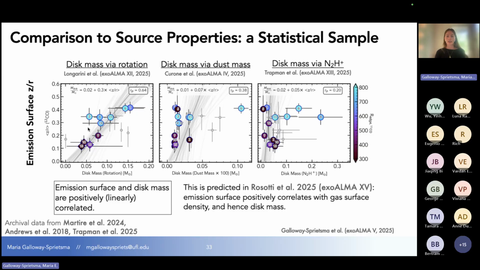And this is actually predicted in Giovanni Rossotti's exoALMA paper, which tried to explain why the emission surfaces have the heights that they do. And in that paper, he finds that the emission surface positively correlates with the gas surface density, and hence it's related to the disk mass.